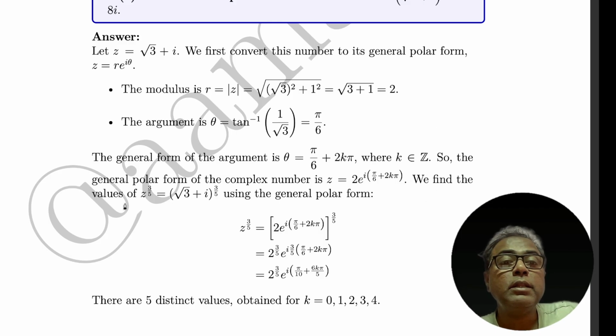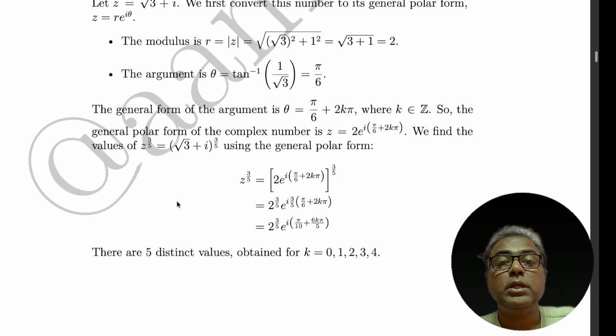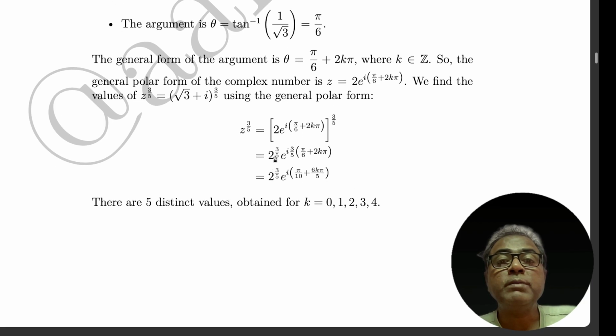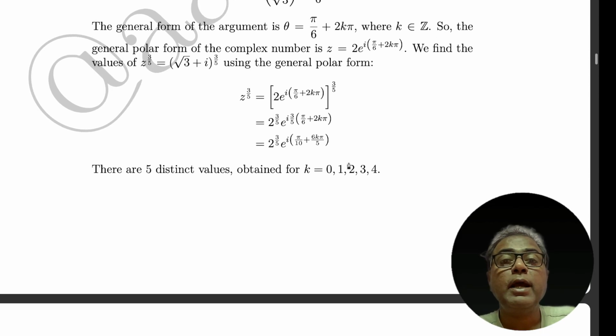We now find the value of z to the power 3 by 5 using the general polar form. This z to the power 3 by 5 is 2 e to the power i (pi by 6 plus 2k pi), the whole to the power 3 by 5. So 2 to the power 3 by 5 is this, and we get 5 distinct values for different k's, k equal to 0, 1, 2, 3, 4. So from z to the power 3 by 5, we get 5 different complex values, corresponding to k equal to 0 to 4.